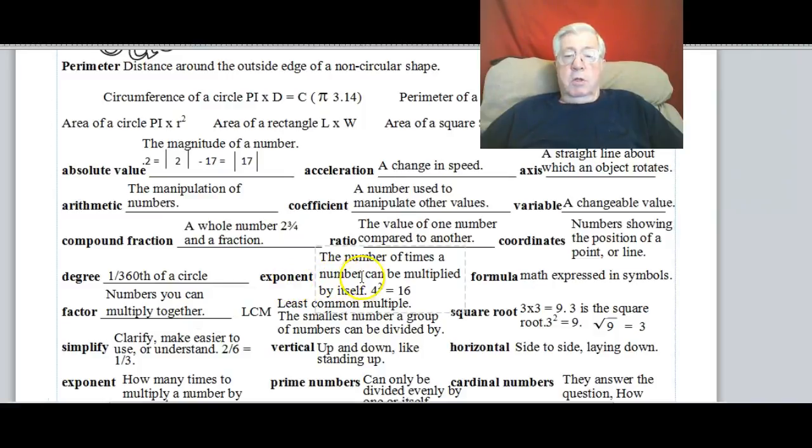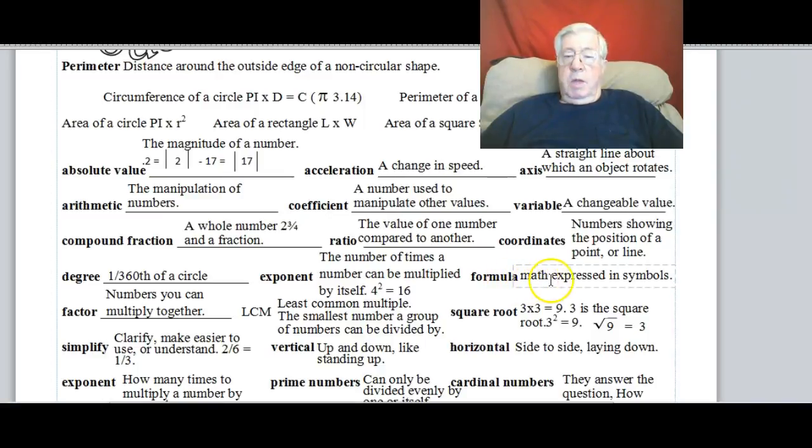Exponent, a number can be multiplied by itself. For example, 4 squared. The exponent is 2, so it says multiply 4 times 4, and that's 16. If that was 3, that would be 4 times 4 times 4. 4 4s are 16, 4 times 16 is 64.